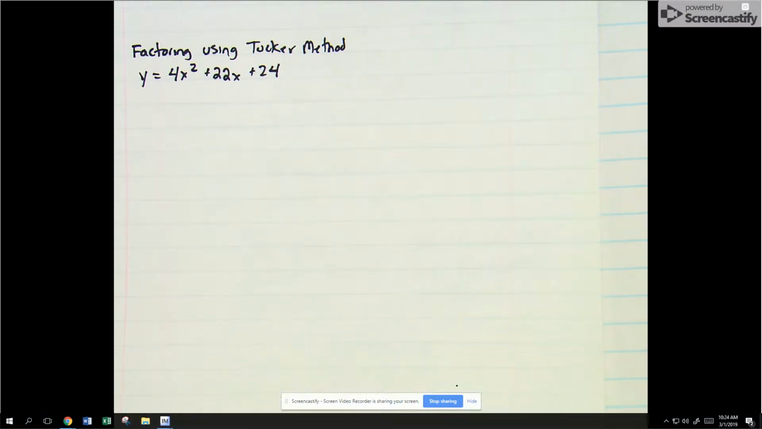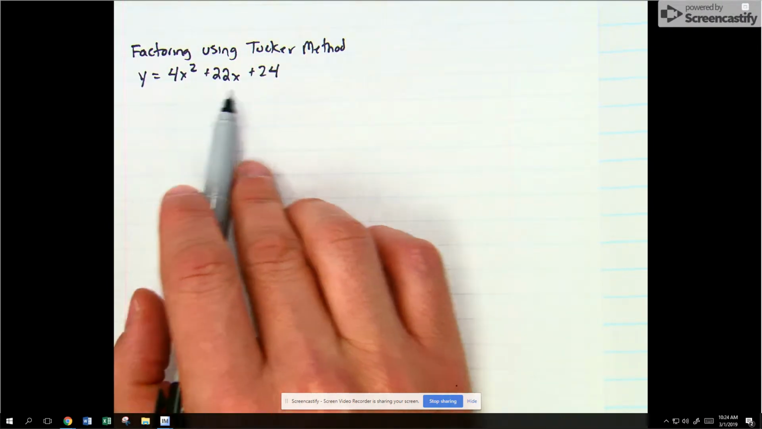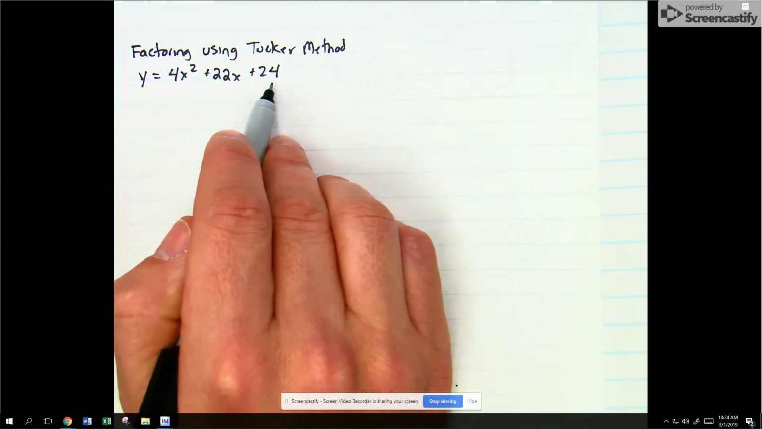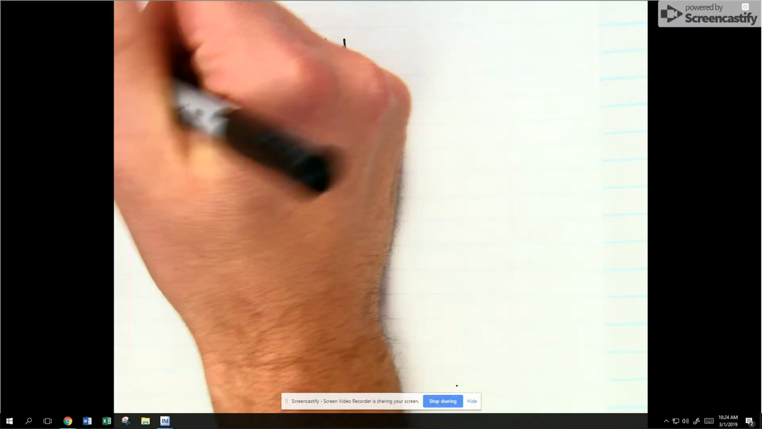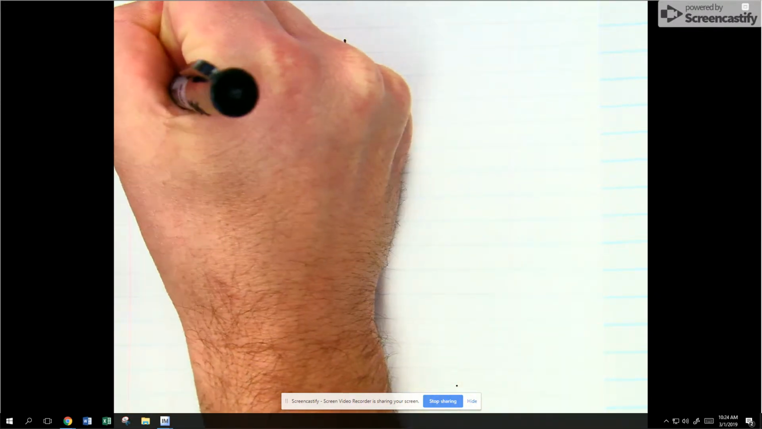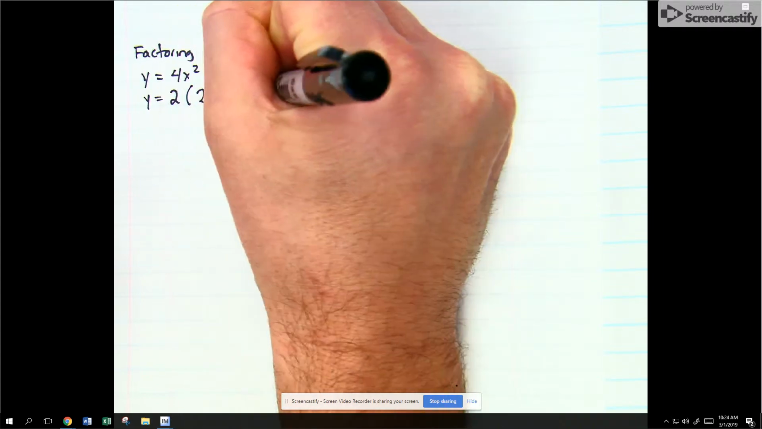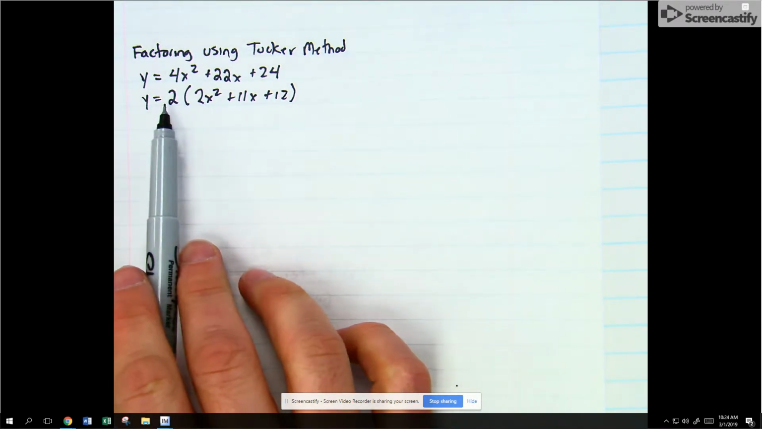All right, so right now we're going to be looking at the Tucker method of factoring trinomials into two binomial equations. So once we have our equation, we're going to look for any GCFs that we can factor out. So right away with a 4, a 22, and 24, we can see that the common factor would be a 2. So the first thing we're going to do is factor out a 2. So we'll put it to the outside, and then in a set of parentheses, we're going to have 2x squared plus 11x plus 12. So step one is just to factor out the greatest common factor.